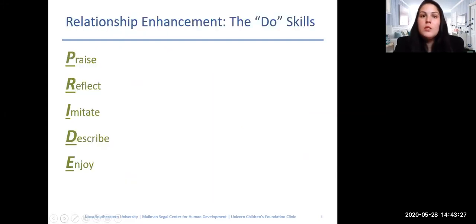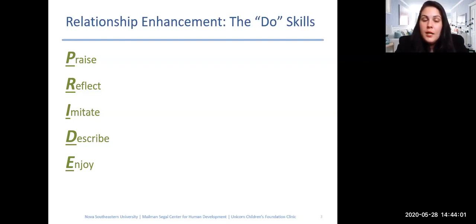Okay, so what about relationship enhancement? What are these do skills that I was talking about? As you can see here, they form the acronym PRIDE: praise, reflect, imitate, describe, and enjoy. All of these skills together make up what is called the PRIDE skills. This is what we want parents to do in the session with the child, and when we use all these skills together, it really enriches the relationship between the child and the parent.